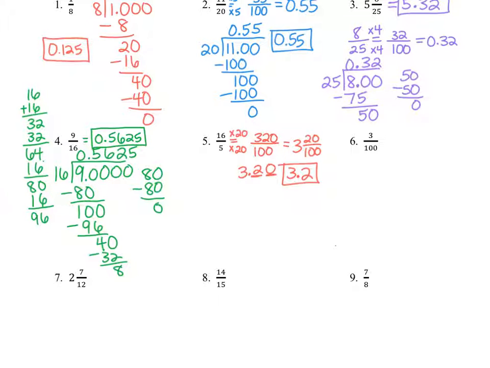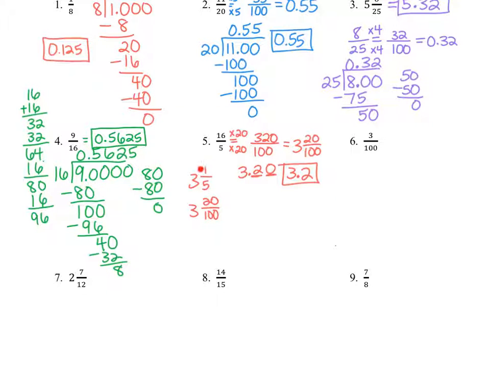A couple other ways you could do it is to turn it into a mixed number first. So how many times does 5 go into 16 evenly? And that's 3 times. And you're left with 1/5. And then we can again multiply by 20 to get that to be an equivalent fraction with 100 in the denominator. So 5 times 20 would give us 100, and 1 times 20 would give us 20. And then we can have our final answer here.